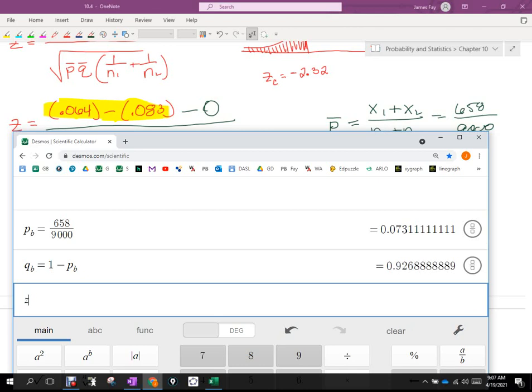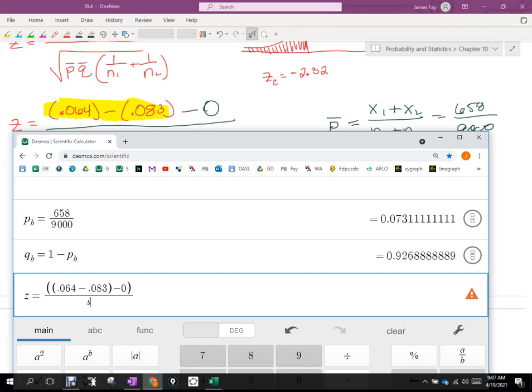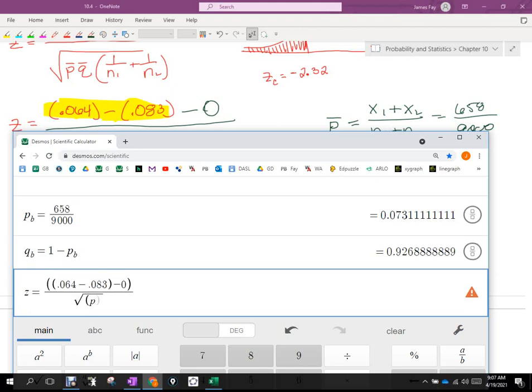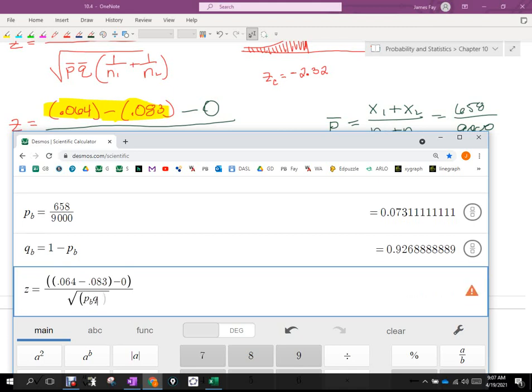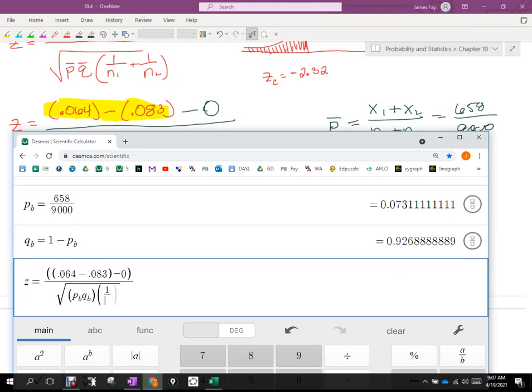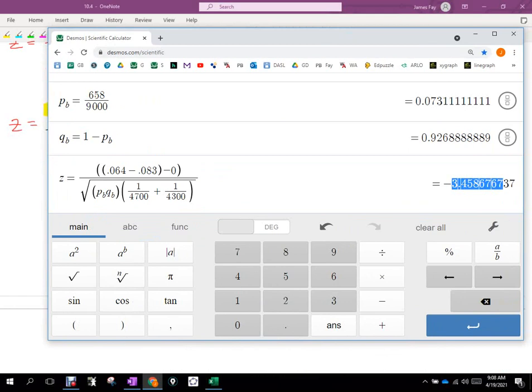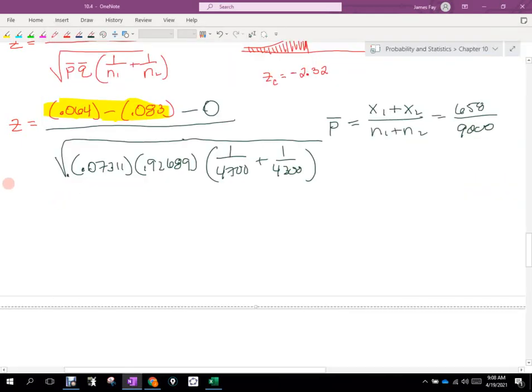Okay. So then when I type in to find my Z, so Z would equal 0.064 minus 0.083 minus 0. And we'll divide that by, so it's the square root of P bar times Q bar times then 1 over 4,700 plus 1 over 4,300. And that is then our Z test statistic, negative 3.458. So Z equals negative 3.4, let's say 6 for purposes of rounding.